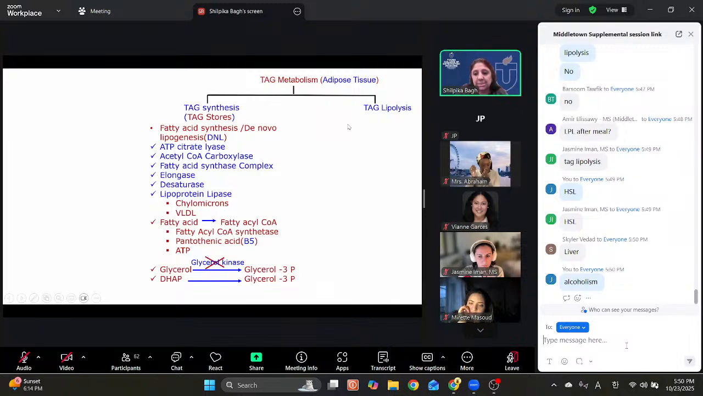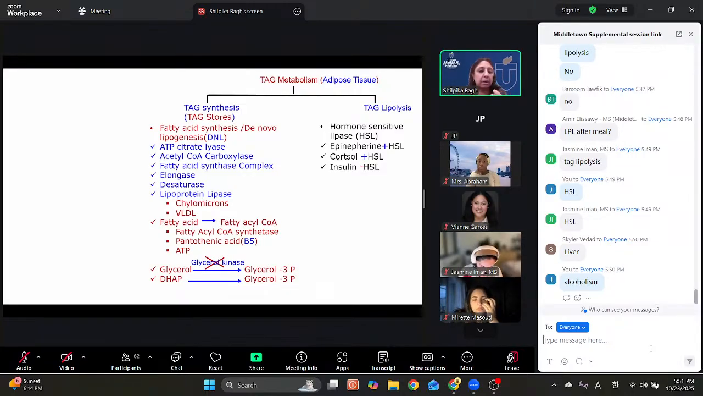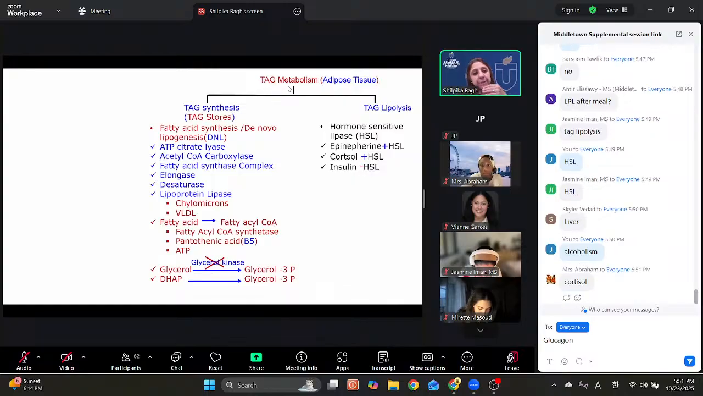TAG lipolysis is on the right side. It's a low insulin pathway. But please, whenever they say low insulin, relate it to the antagonist hormone. So tell me which are the major hormones that will turn on HSL. Which hormones, when high, will turn on HSL?